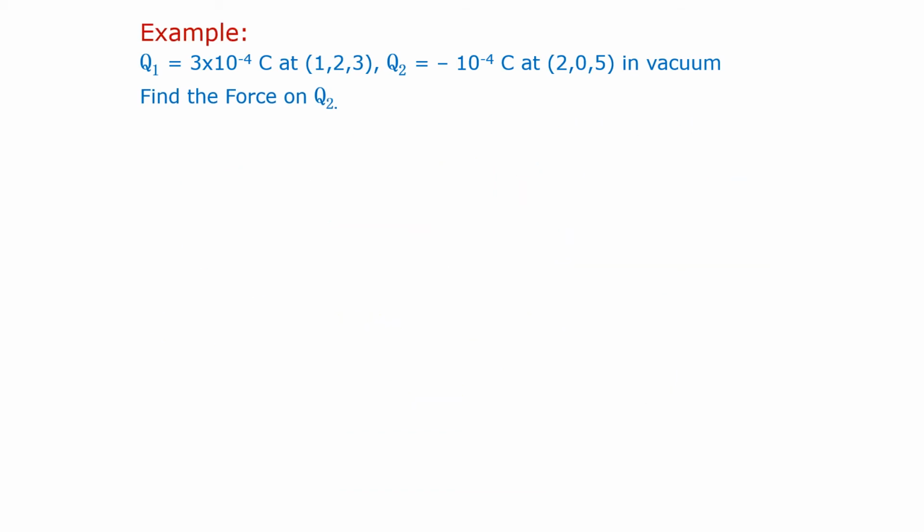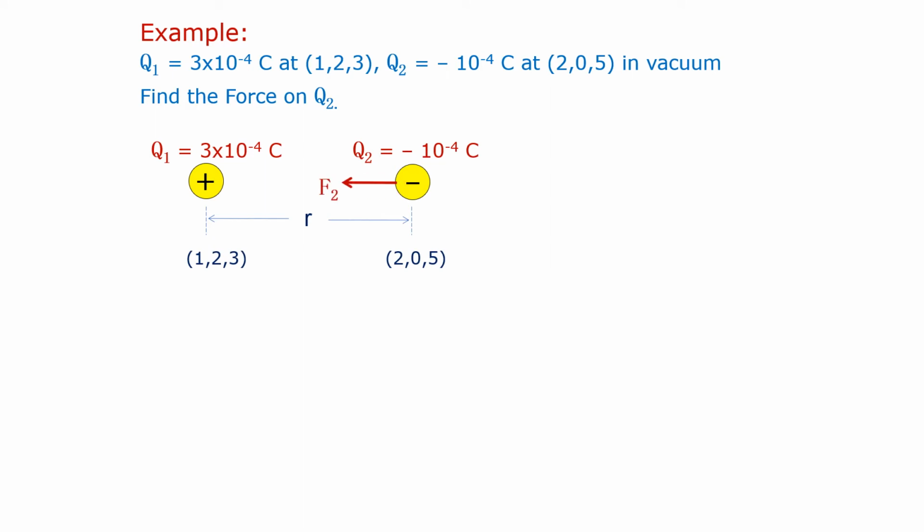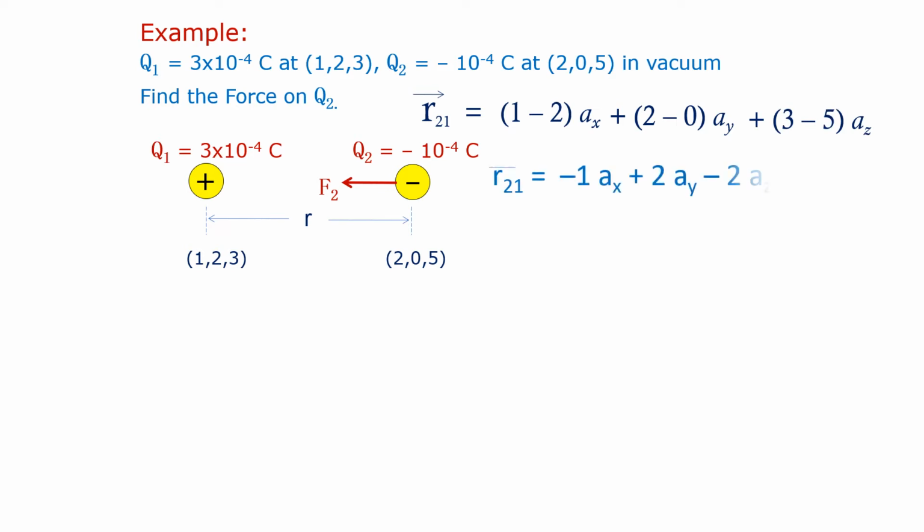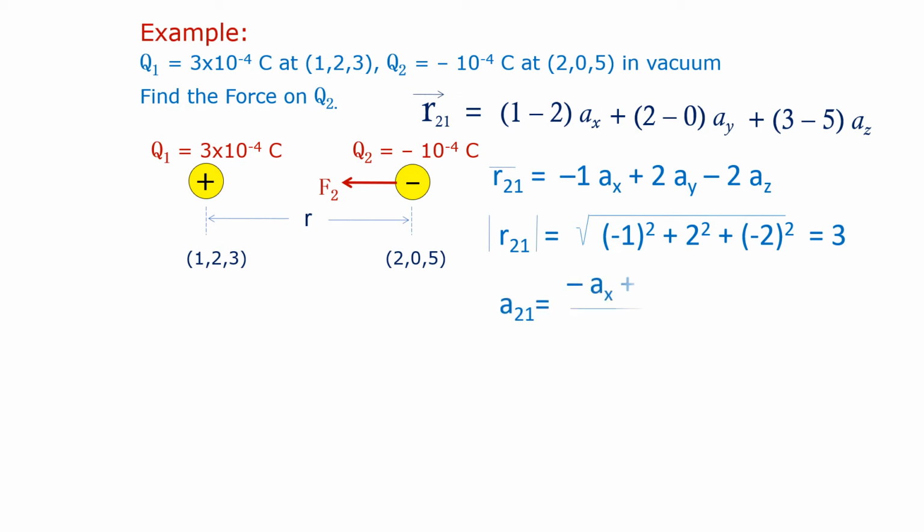We look into the same example, but we will now find out the force on Q2. The force on Q2, F2, will be towards Q1. Let us write R21, the distance vector. It is (1 minus 2) AX, (2 minus 0) AY, plus (3 minus 5) AZ. You will get it as minus 1 AX plus 2 AY minus 2 AZ. The magnitude will come as 3.